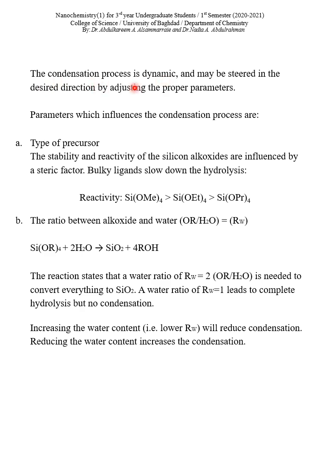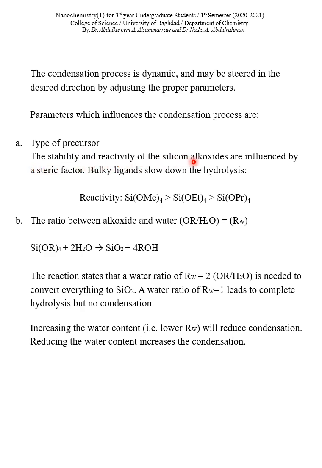The condensation process is dynamic and may be steered in the desired direction by adjusting the proper parameters. إذا ممكن التحكم في عملية ال condensation process by adjusting the proper parameters. Parameters طبعا هي المتغيرات اللي ممكن التحكم بها للحصول على النتائج المرغوبة. Parameters which influence the condensation process are: number one, type of precursor. Type of precursors يعني نوع البوادر.